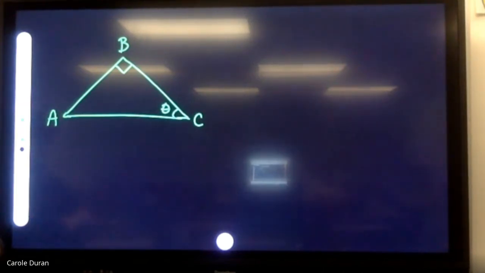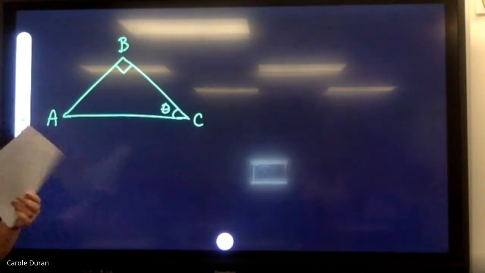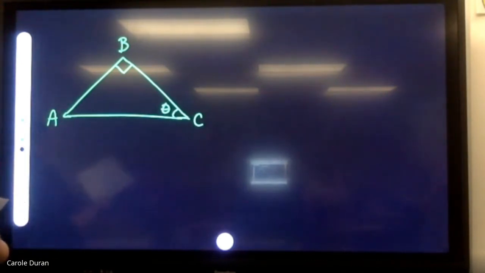What's your question? If the triangle doesn't have A, B, or C, it doesn't matter which. If it has like X, Y, or Z, or doesn't have any, there will still be something telling you which angle we're considering.